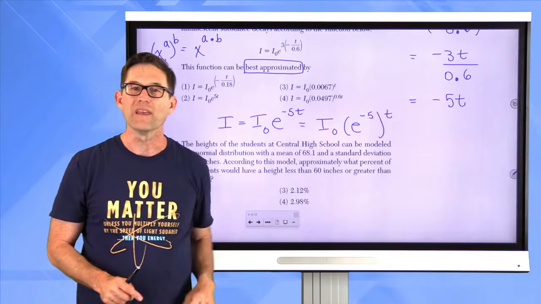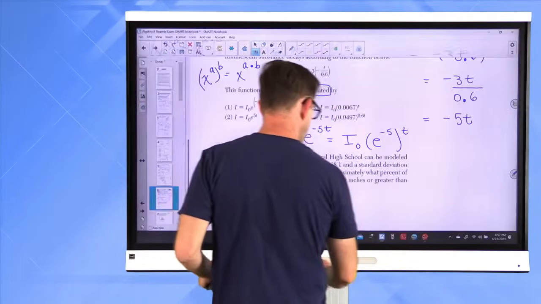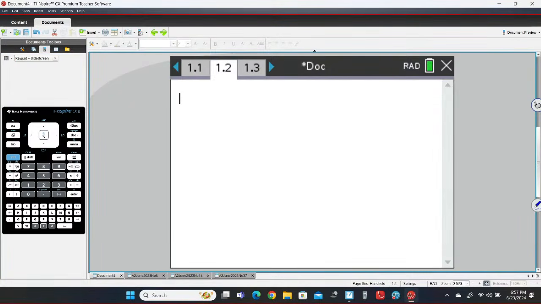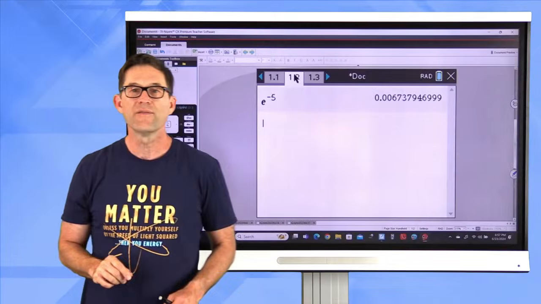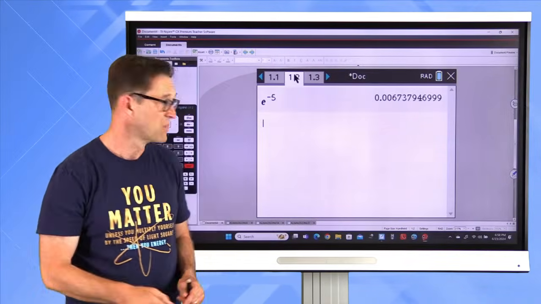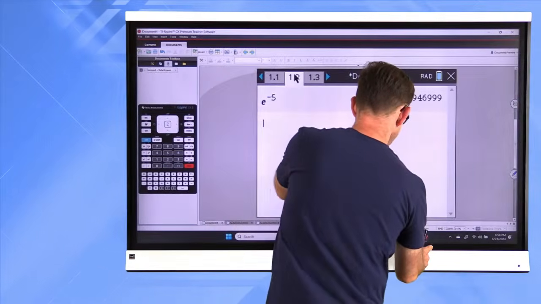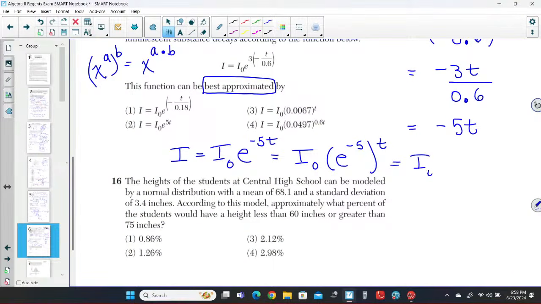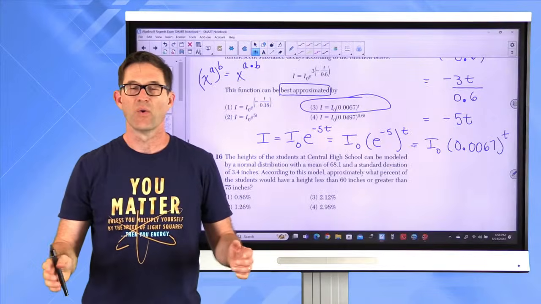And now let me take a look at what e to the minus 5 is on my calculator. Let's just go to a new screen. Here's my e to the negative 5. So e to the negative 5 is 0.006737, etc. Right? So keep that number in mind. That now is I sub 0 times 0.0067 to the t. And there it is. That's the whole deal, right?